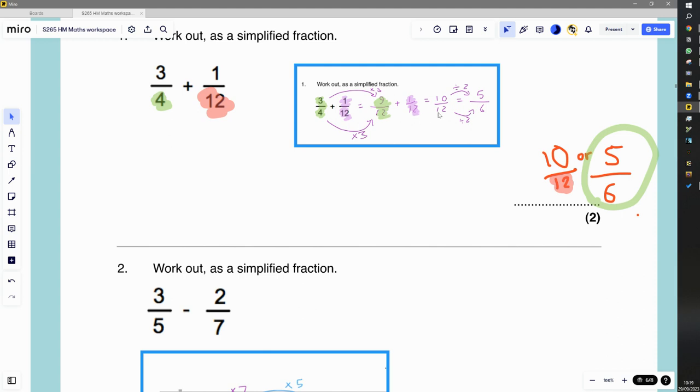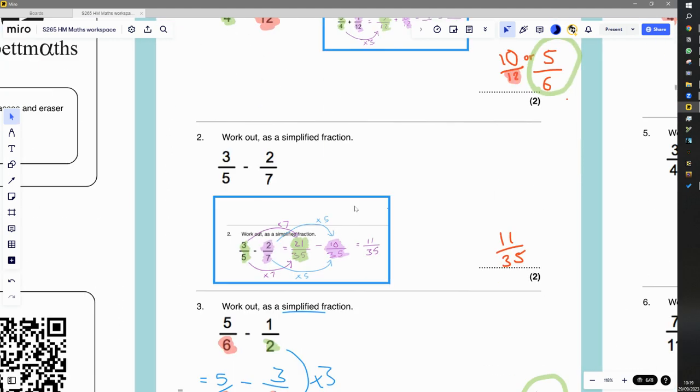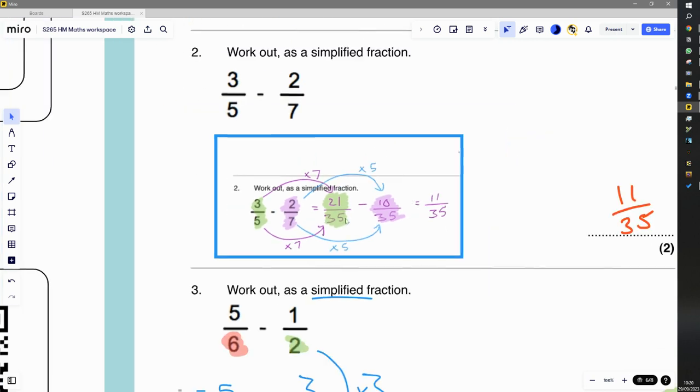I keep that denominator for that bit there, and I just add the two numerators. It gives me 10 over 12. And I can simplify it because both numbers can be divided by something. They can both be divided by 2. So the answer, the simplified fraction, is 5 over 6. Same sort of idea down here.